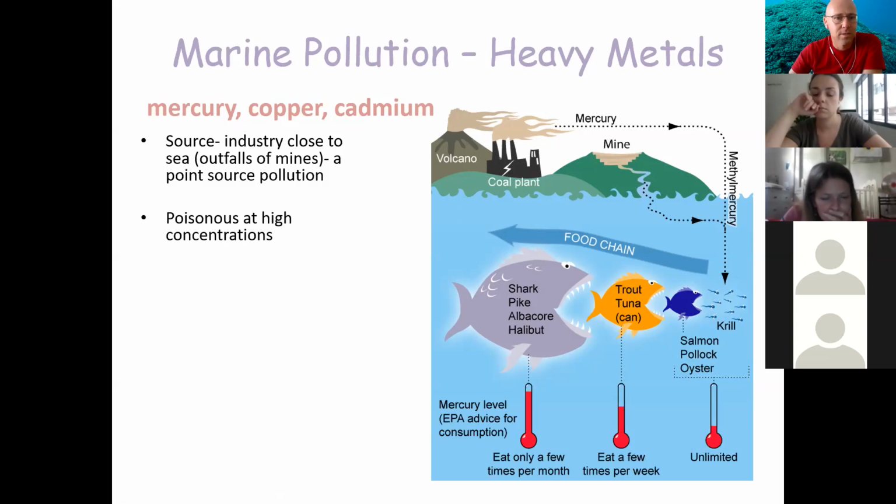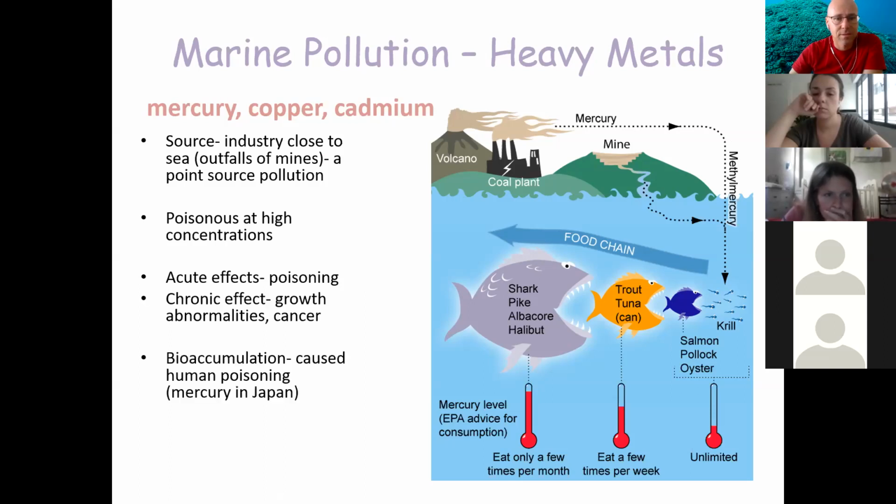It becomes poisonous only if it's in high concentrations. For humans, if we have it, it can also cause abnormalities and cancer, so a lot of them are mutagenic. In Japan, there have been huge poisonings happening because people are eating relatively big fish, which hasn't been checked.